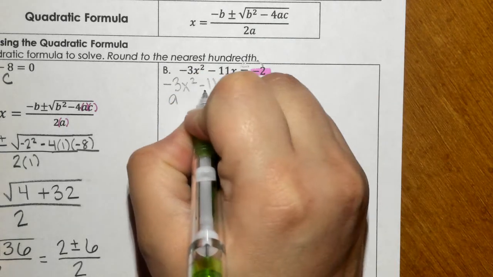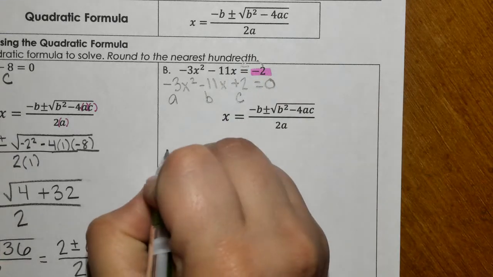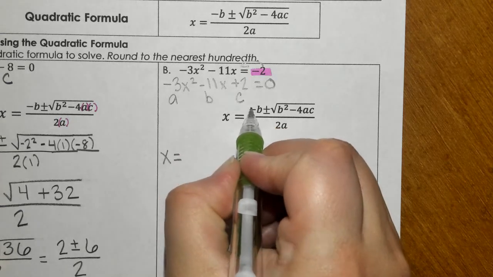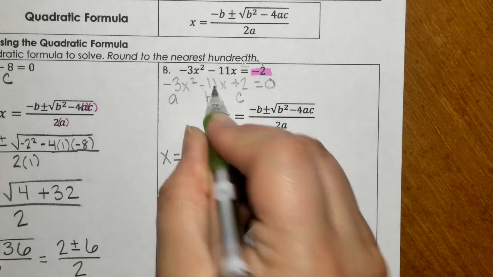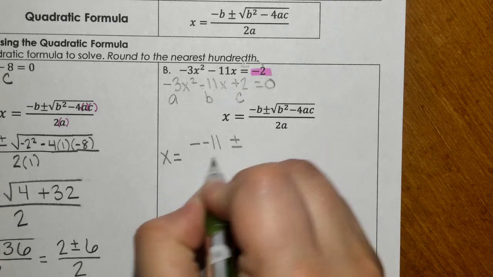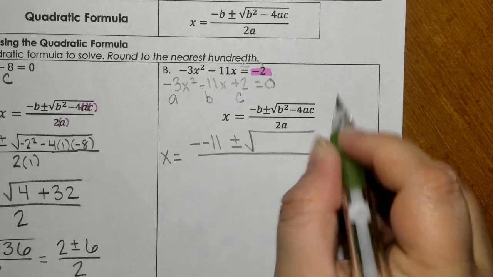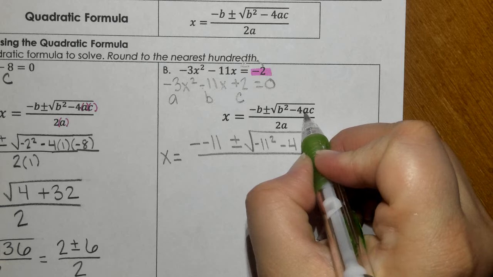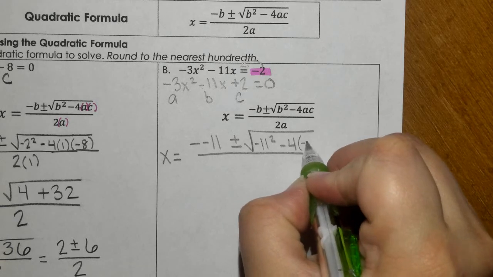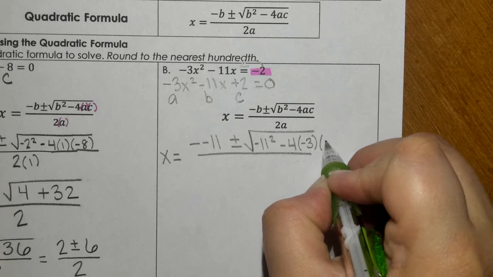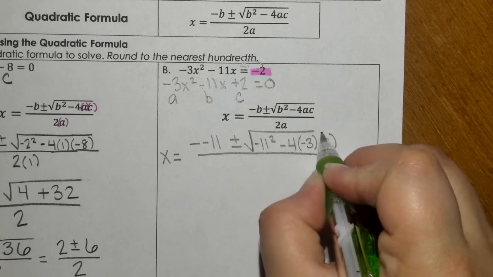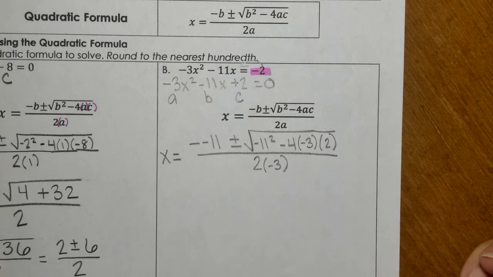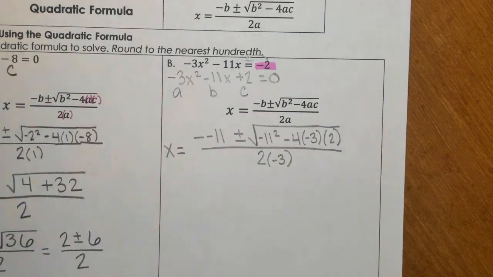So you have A, B, and C. Negative B is negative 11. Then we have B again, so negative 11 squared minus 4. Remember, we're doing parentheses. A is negative 3 in parentheses, and C is 2 in parentheses. And in the denominator, we have 2 times A, which is 2 times negative 3. Now it's a matter of simplifying all the parts here.